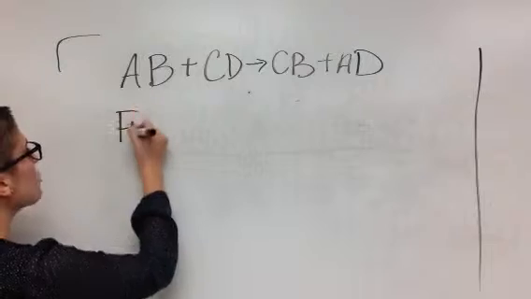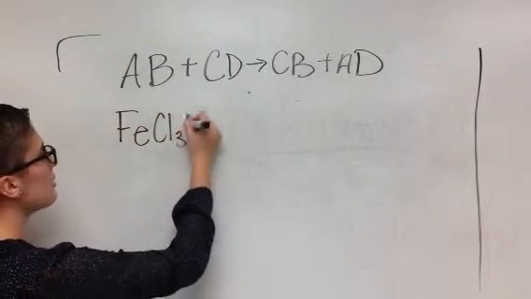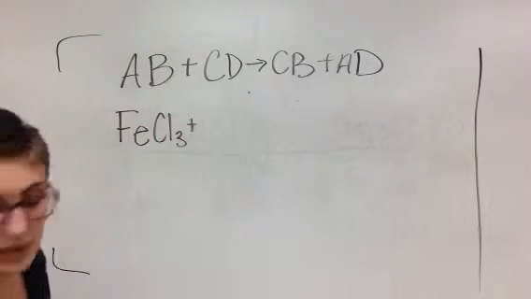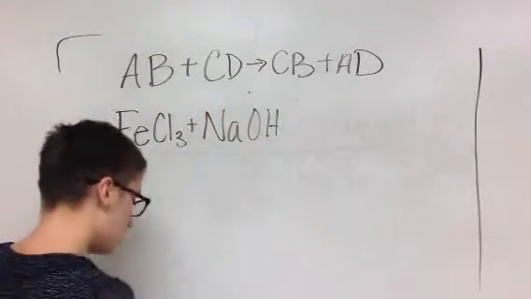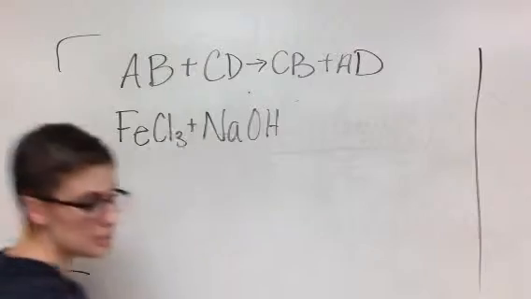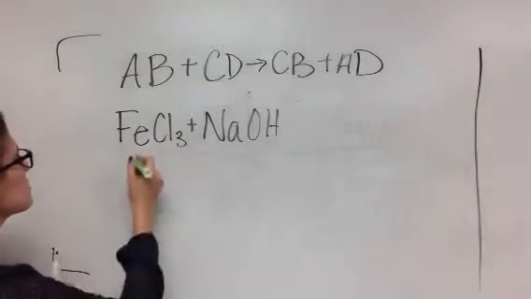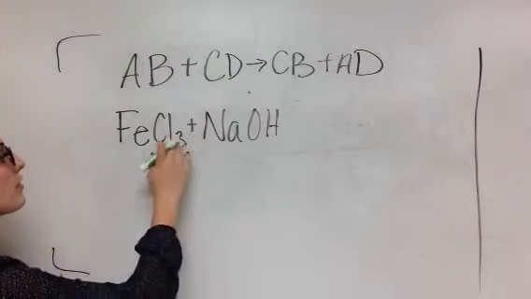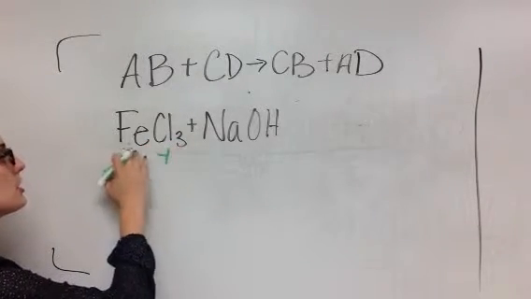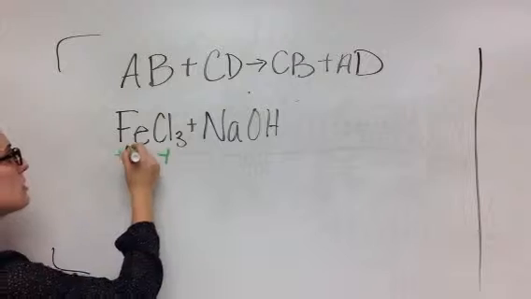Let's say I had iron chloride, FeCl3, plus NaOH, sodium hydroxide. I'm going to go through and write in all my charges. So I'll use a different color this time just because there's a lot to look at. I know chlorine is -1. And so if I have 3 -1 charges, the charge of this iron must be +3.